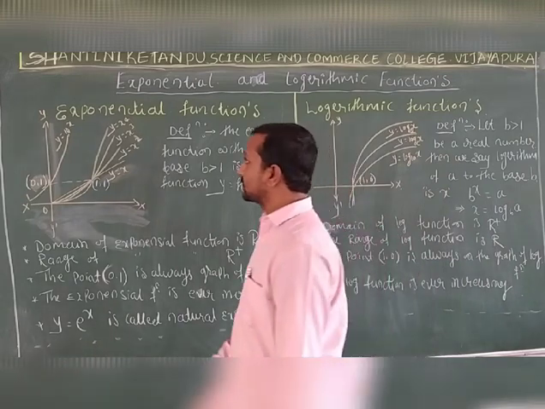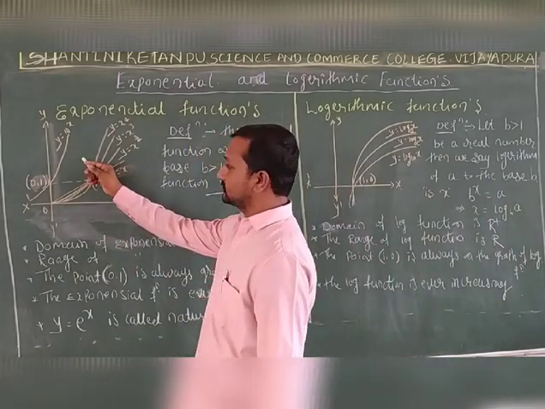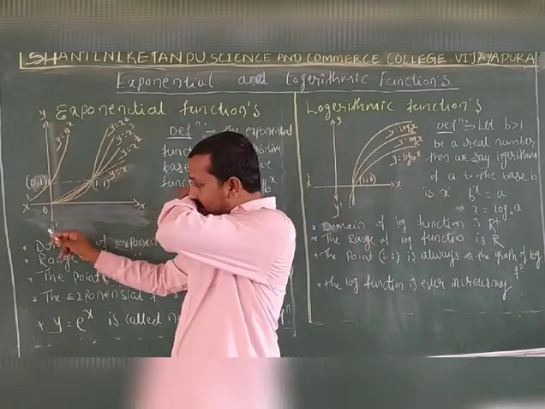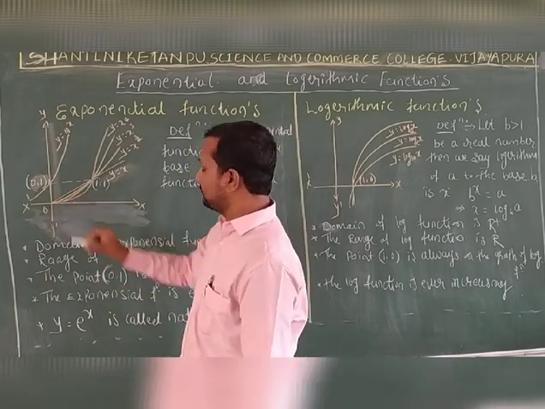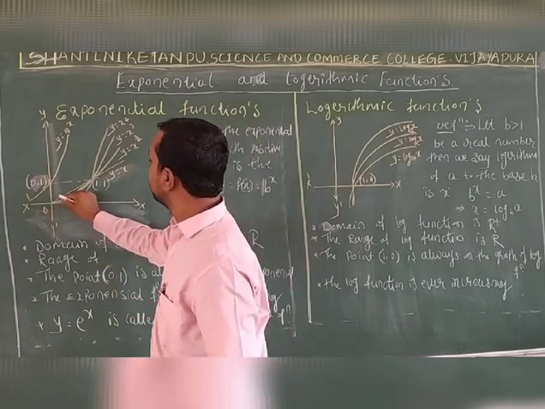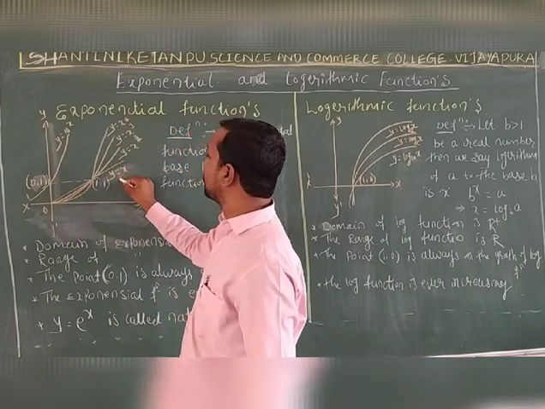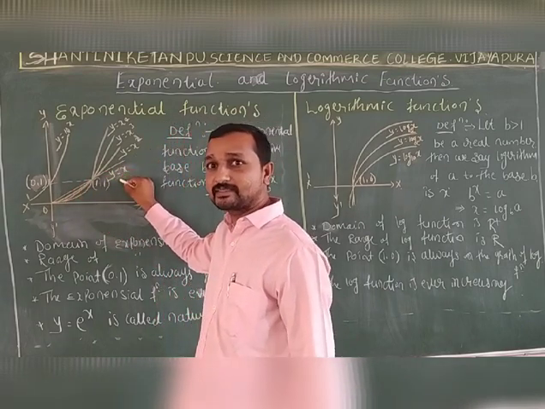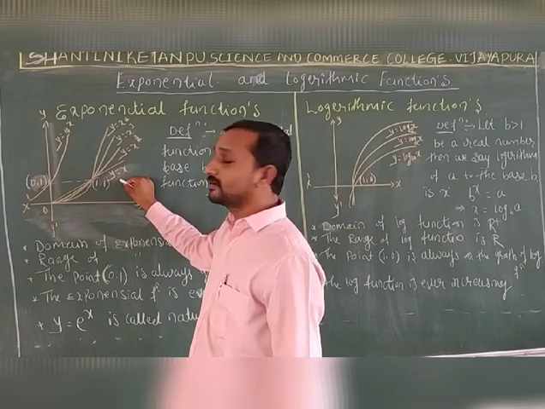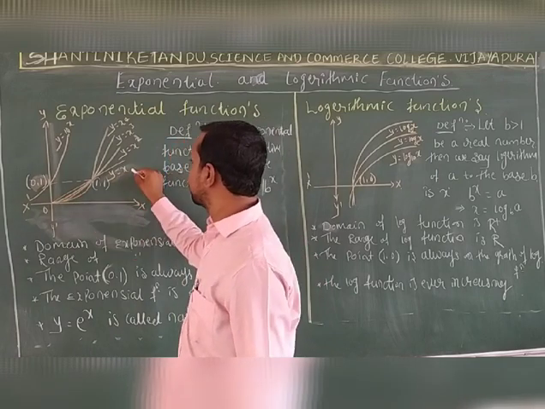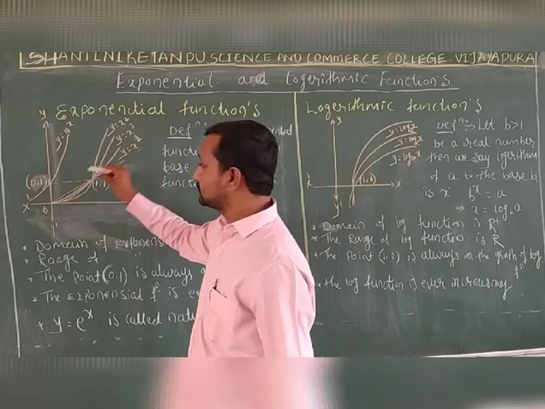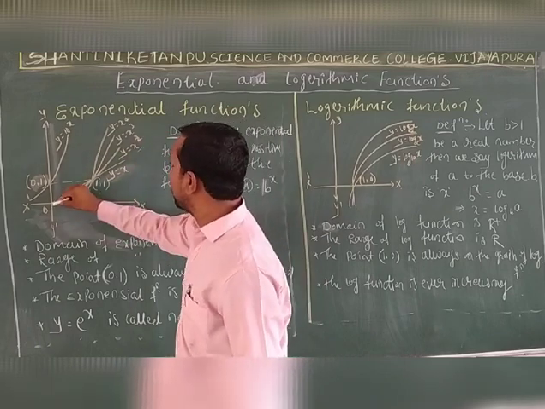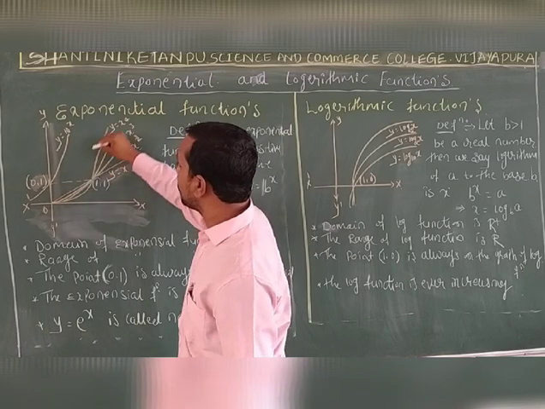So here this is a graph of the exponential function. Along the y-axis, along the x-axis, this is 0. So first we can take this. Here we can draw the graph of y equal to x. Y equal to x is nothing but the identity function graph. Then y equal to x square, a parabola. This is y equal to x cube, y equal to x raised to 4, and so on.